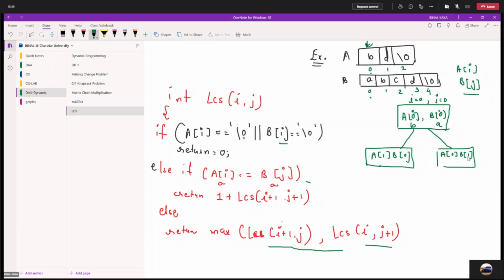Okay, so let's see what the string value of A of 1 is. A of 1 की क्या string value है? D. What is B of 0? A. Okay, what is A of 0? B. What is B of 1? B. Right. Okay, is this matching? Check करो, ये match है? Are both strings matching?